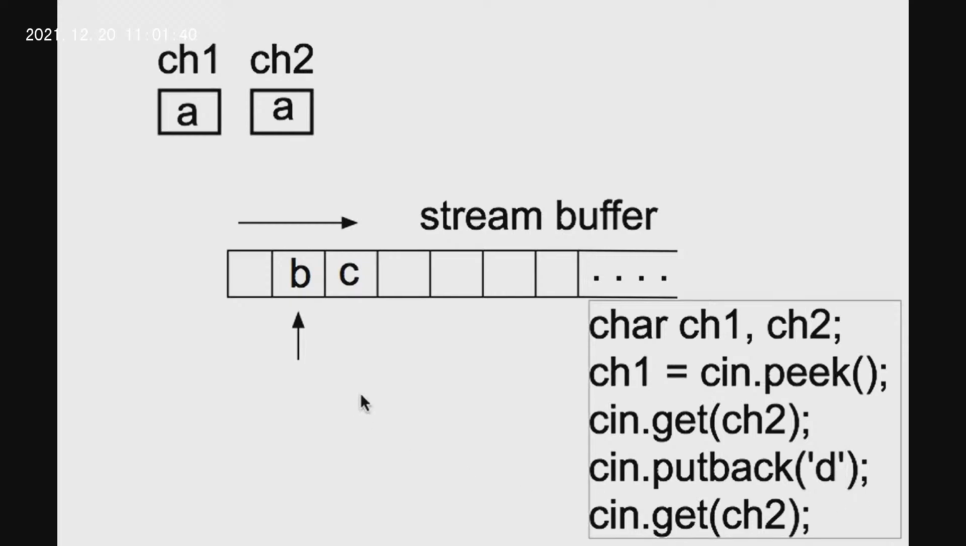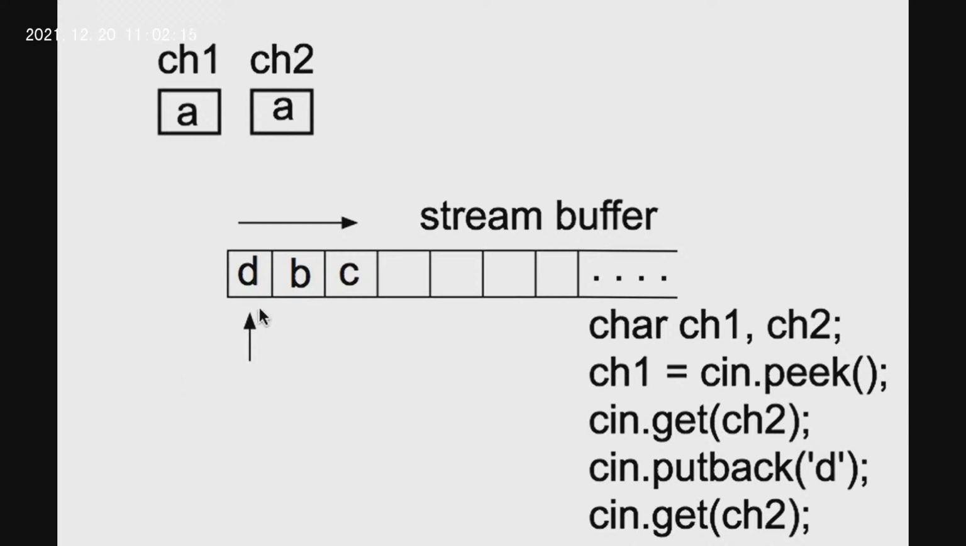So since putback works the same way as get, only in reverse, the first thing we're going to do is move the pointer back over to the previous location in the stream buffer. And then what we'll do is place a D right there in the stream buffer. So we put back a D. So that's how putback works. It's the opposite of get.